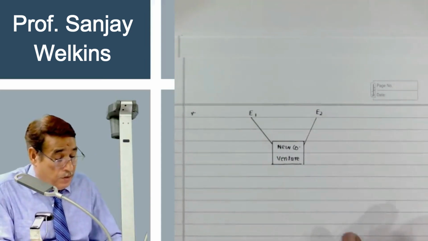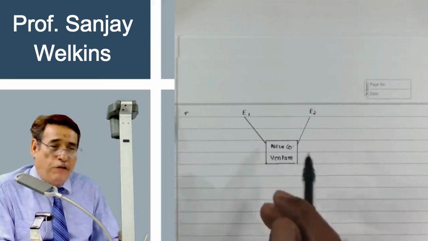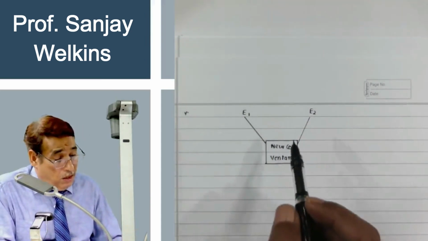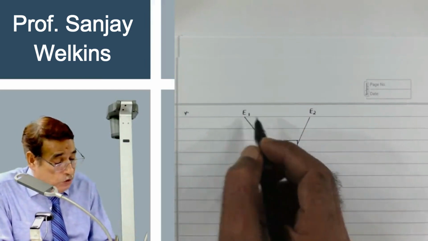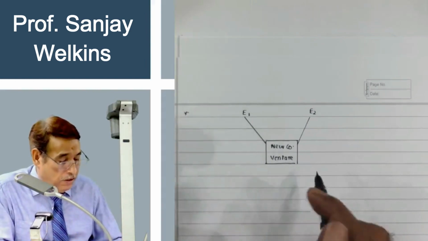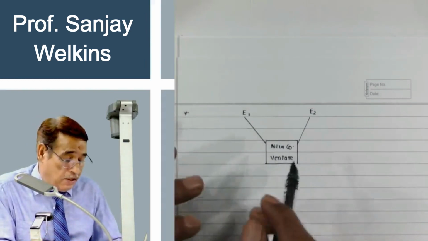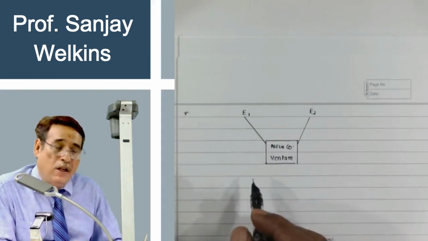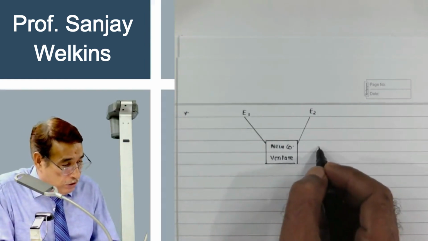Correct? And this venture will function almost like a company. So in this case, E1 and E2 will be known as investor or venturer, as you may call it. But the point here is that it is also a form of joint arrangement. But this time it is known as joint venture.